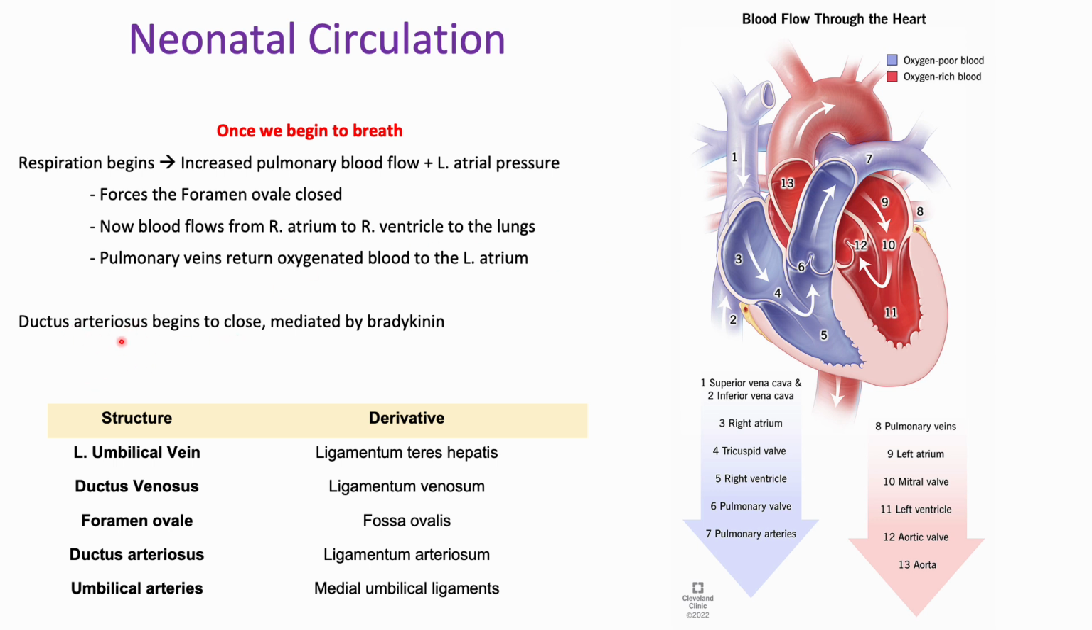Now the ductus arteriosus should begin to close, because remember, we don't want that to be open in adults or in developing babies, because what's going to happen is the aorta is a really high pressure system. It will actually force blood back into the pulmonary trunk, away from where we need it to go. This is mediated by bradykinin, the chemical mediator that allows for closure of the ductus arteriosus.